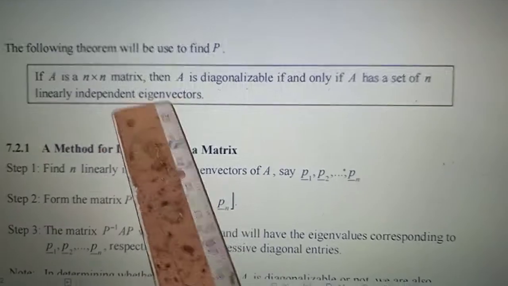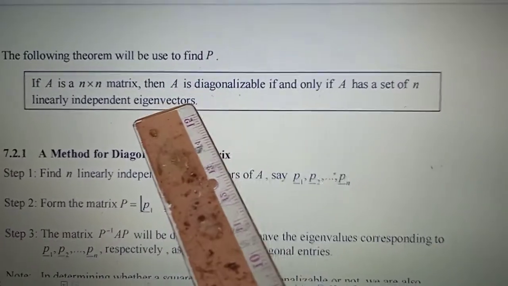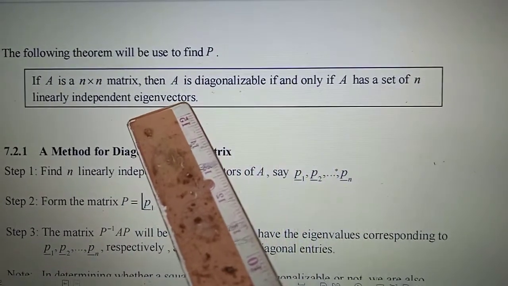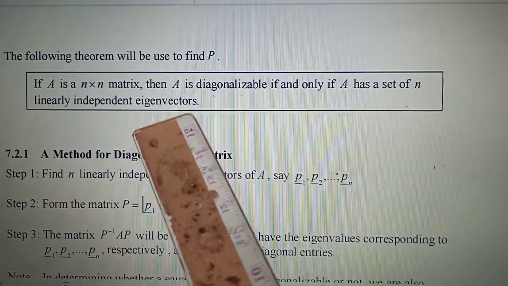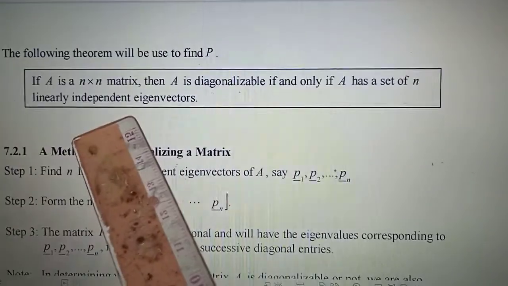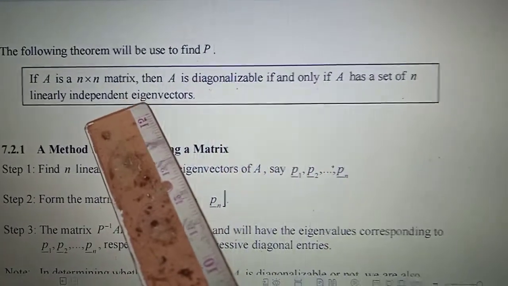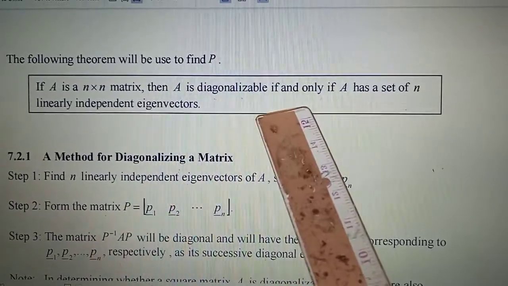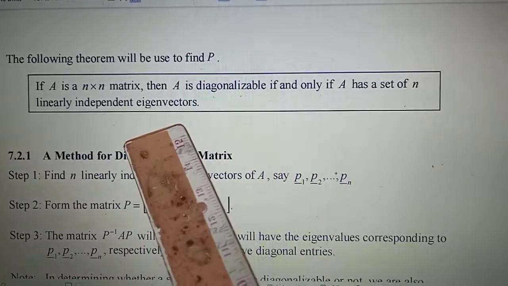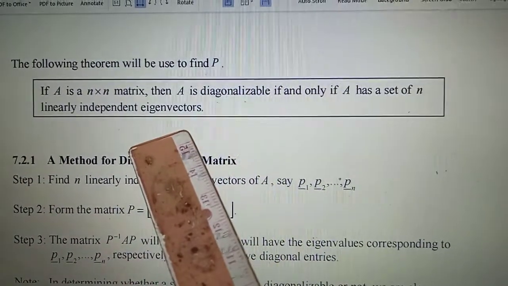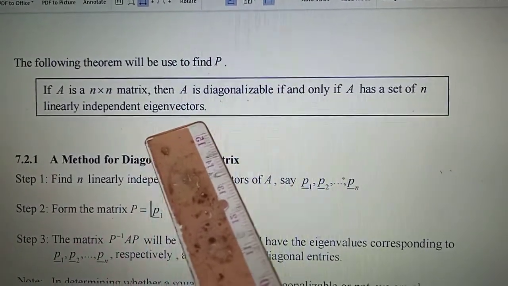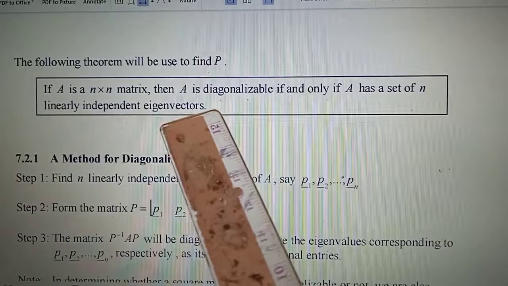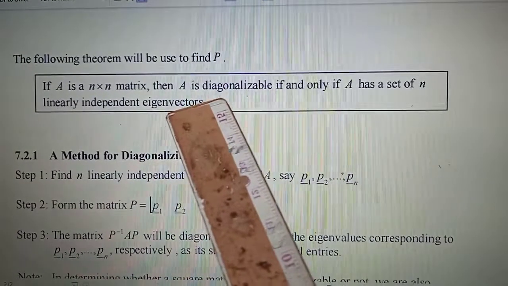Okay, so the following theorem will be used to find P. Normally in this topic, we will ask you to find the matrix P that diagonalizes a given matrix A. So if A is an n times n square matrix, then A is diagonalizable if and only if A has a set of n linearly independent eigenvectors. So this is the theorem that allows us to find matrix P that diagonalizes a given matrix A.